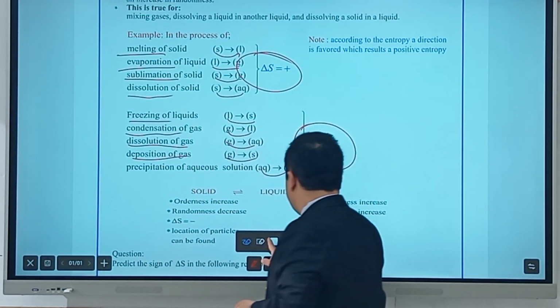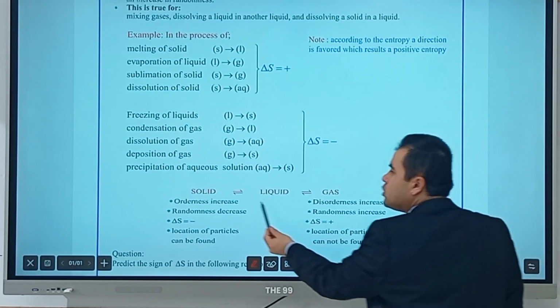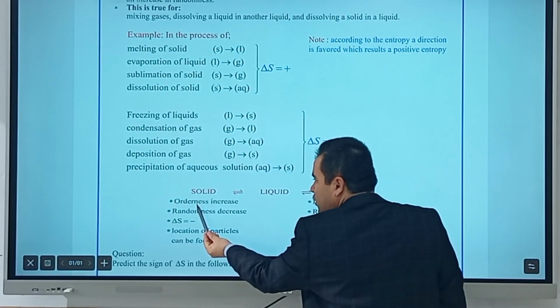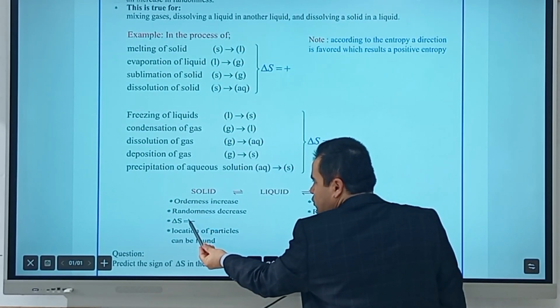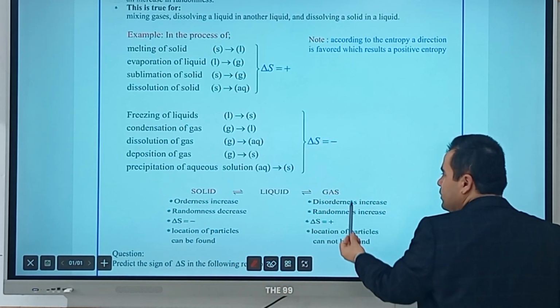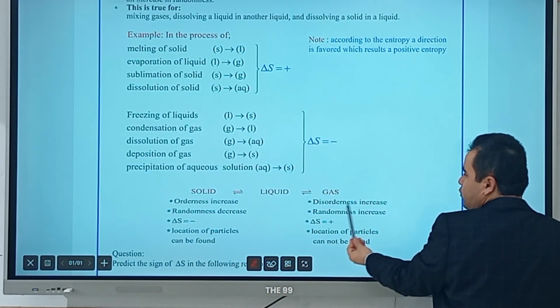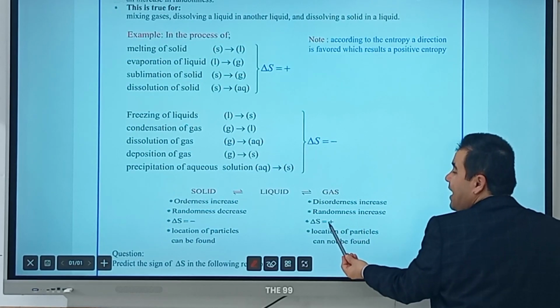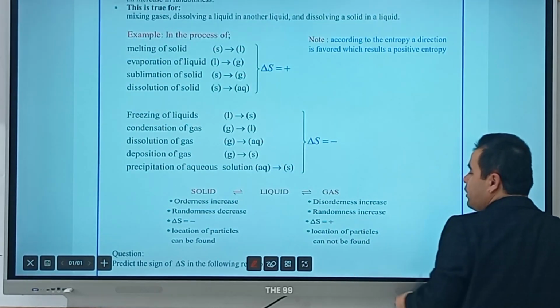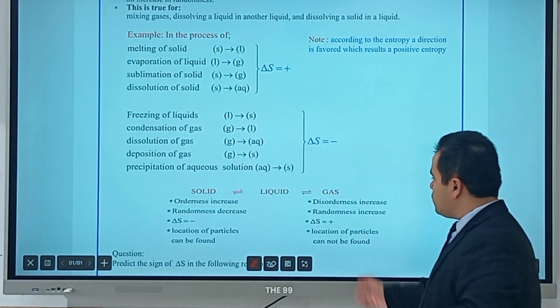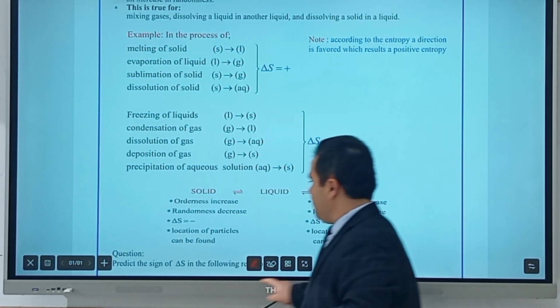So in general, we can say that in the solid, orderliness increases and randomness decreases, so it has a negative entropy. The location of particles can be found. But in gases, disorder increases, randomness increases, and a positive entropy results, and the location of particles cannot be found. Why? Because they move freely.